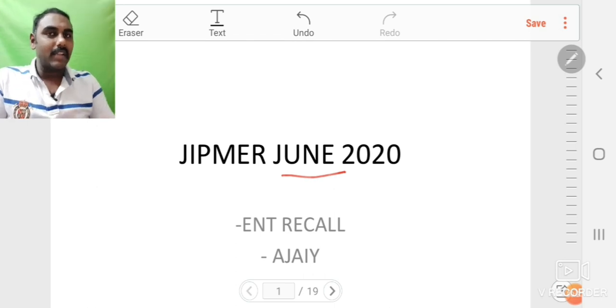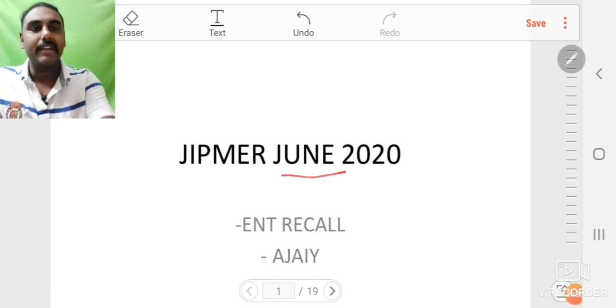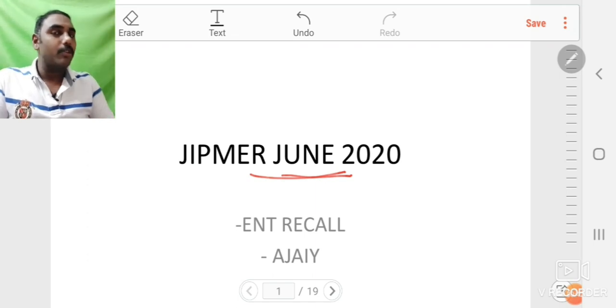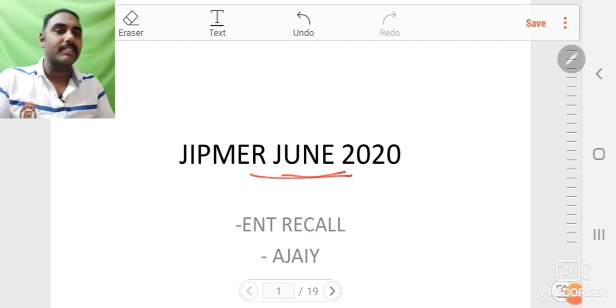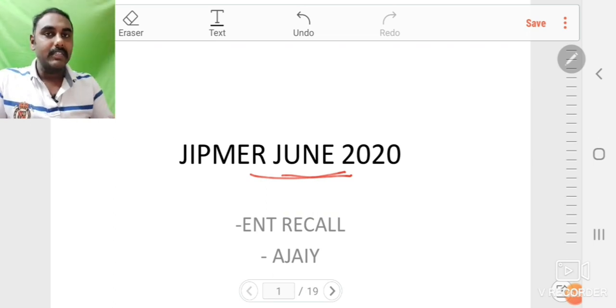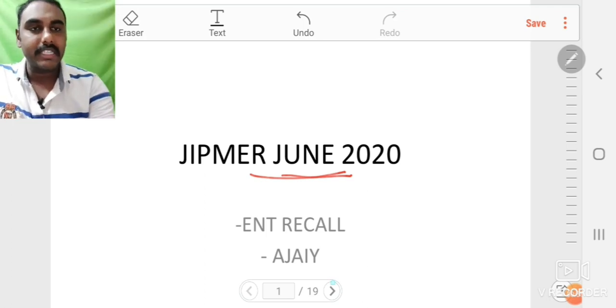Compared to last year, or compared to AIIMS or PGI, JIPMER was a bit easier than the other exams. As every year, the JIPMER ENT questions were mostly direct one-liners or straightforward MCQs, and this year also it happened to be the same. There was not much difficulty, and I hope you have answered them easily. So, coming to the questions.